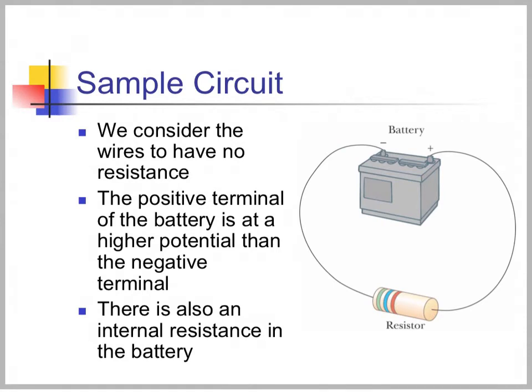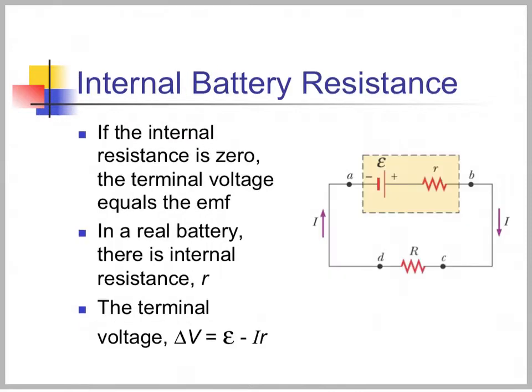So, if I want to look at a simple circuit, we're going to consider that the wires themselves have no resistance. We know that they do have some resistance, but it's going to be so small compared to any other element in the circuit that we're going to be able to neglect it. So the positive terminal of the battery is at a higher potential than the negative terminal, but there is some internal resistance in a battery also. So if I were to really look at a battery, in the box here, we consider our battery. Little r here is our internal resistance.